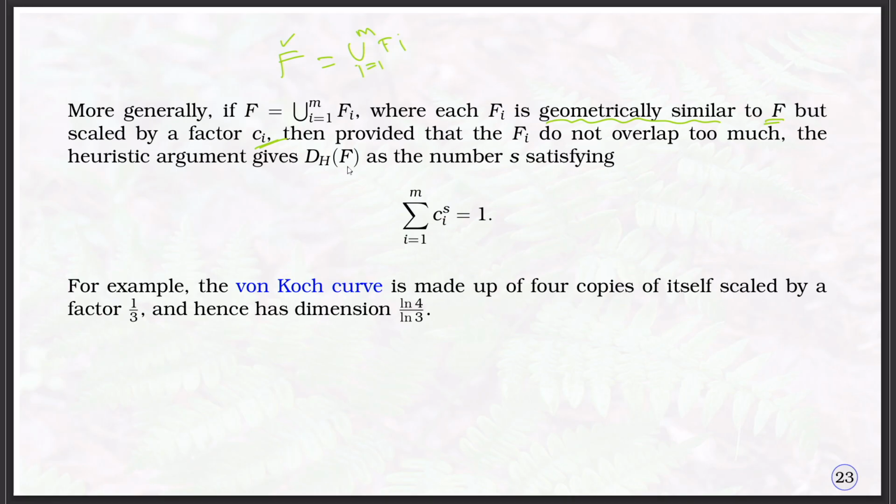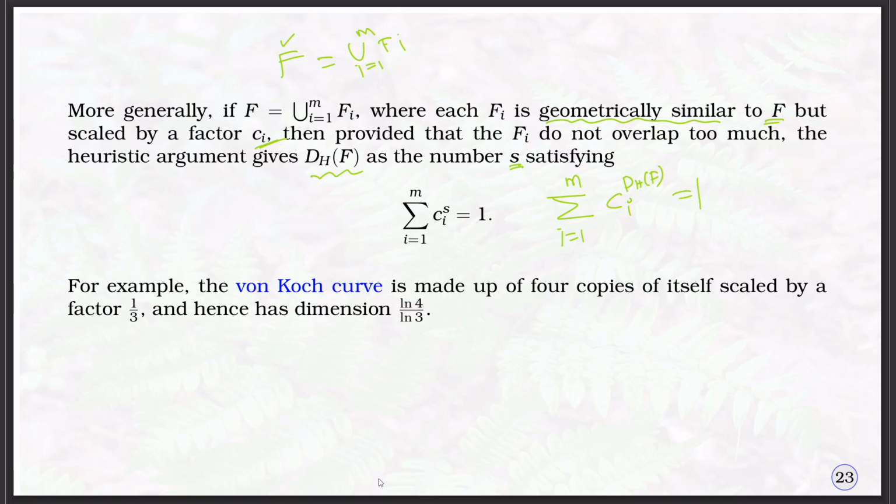dimH of F is the number s satisfying this equation. That means the Hausdorff dimension is the number s satisfying the sum of Ci to the power s equal to 1. That means the Hausdorff dimension can be calculated by its scaling.